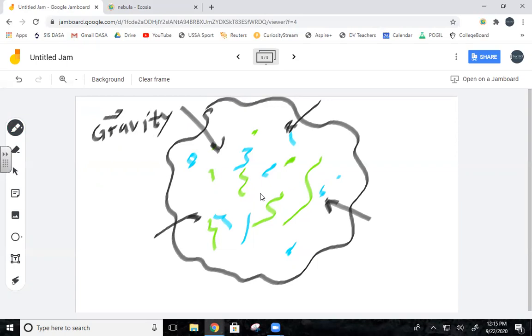So as this cloud of gas and dust begins to collapse in on itself, something happens. As things move in toward the center of mass, something happens with what is called the conservation of angular momentum. I'm going to stop sharing here for just a second.